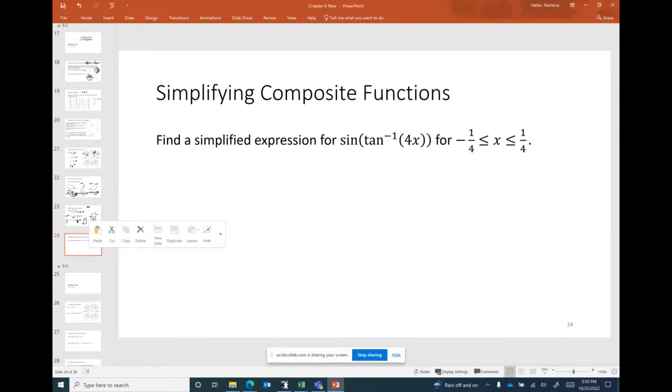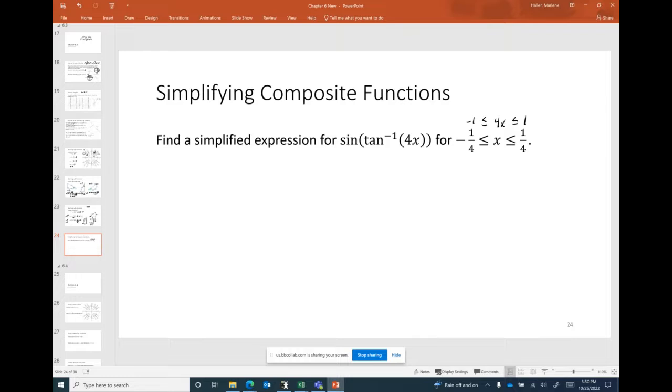Or if I was more interested in 4x, multiply everything by 4: -1 is less than or equal to 4x is less than or equal to 1. It's just making sure that we stay within the domain of the inverse tangent function. That's all this requirement is saying here. All right, well, how do we go about doing this? Similar way, we just aren't going to be able to actually find numbers.